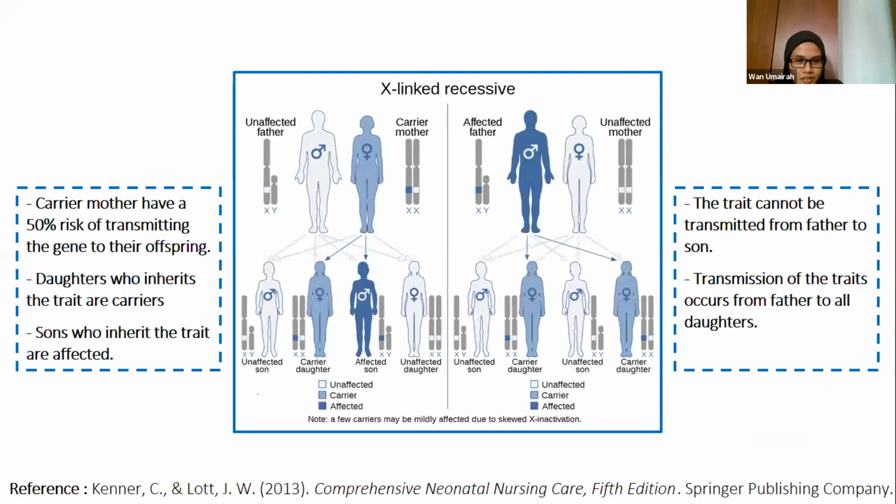For the left picture, the mother is a carrier and the father is unaffected. So the carrier mother has a 50% risk of transmitting the gene to her offspring. Daughters who inherit the trait are carriers, while sons who inherit the trait are affected, or will get the disease. For the right picture, the father is affected, but the mother is not. The trait cannot be transmitted from father to son, but the transmission of the trait occurs from father to all daughters because the father will give his one X chromosome to his daughters.